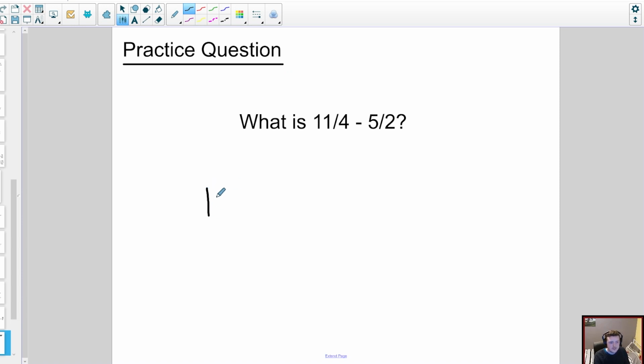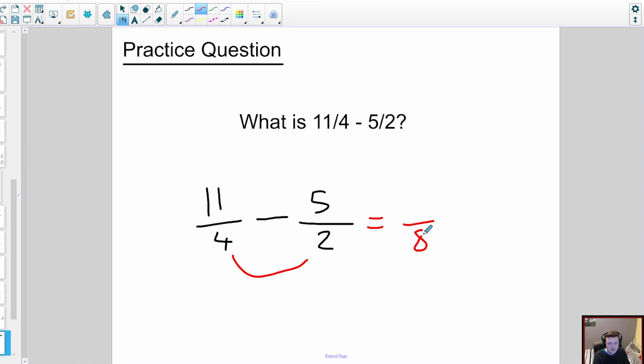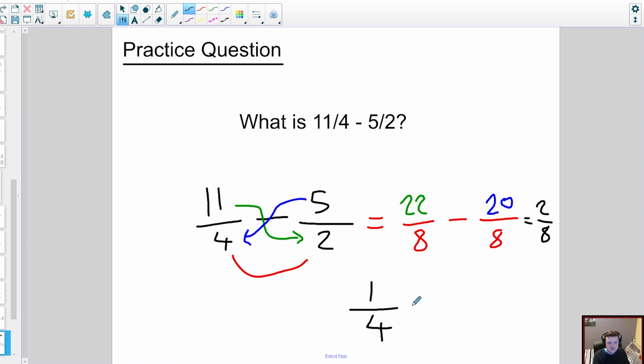Okay, so what we've got is 11 quarters minus 5 halves. There is an easy way of doing this, but I'm going to do it the subtraction method. So what I'm going to do is find 4 times 2. So 4 times 2 is equal to 8. So we're going to have 2 fractions out of 8. Then I'm going to times down here. I've changed the colours now, but don't worry about it. That's 22 out of 8. And then we're going to do 5 times 4 is 20. And so what we've ended up with is equal to 2 out of 8, which we know we can simplify to 1 quarter. So our answer is 1 quarter.